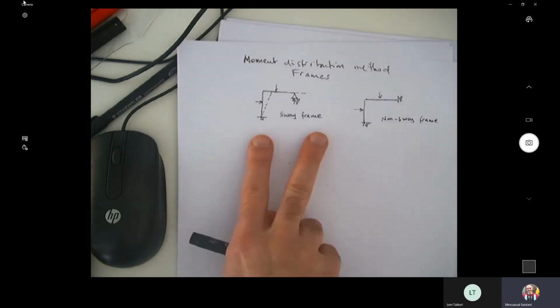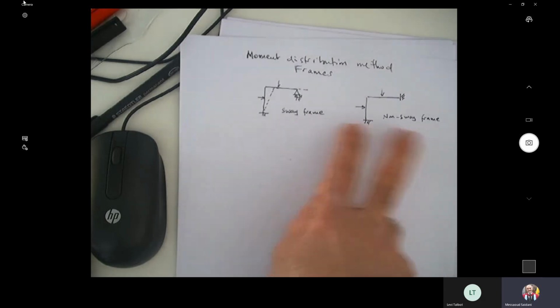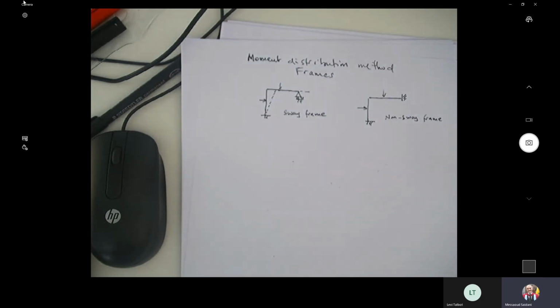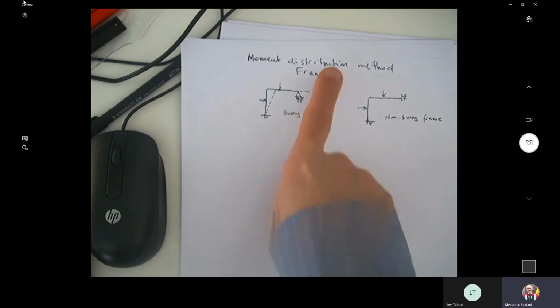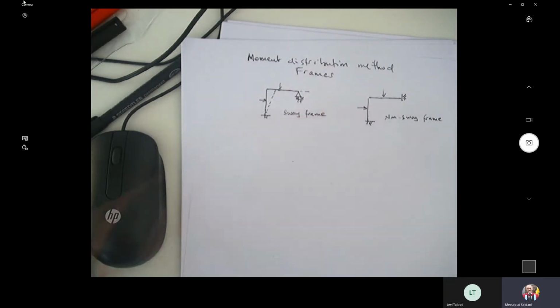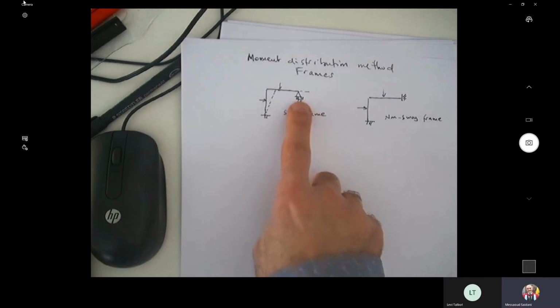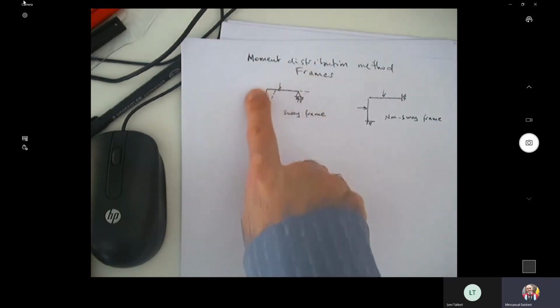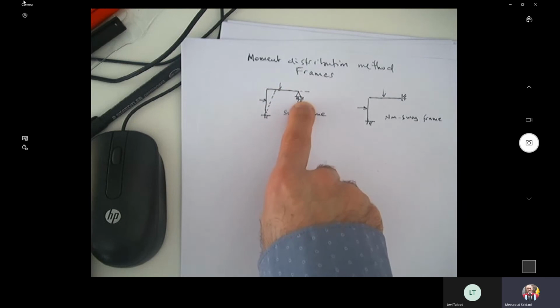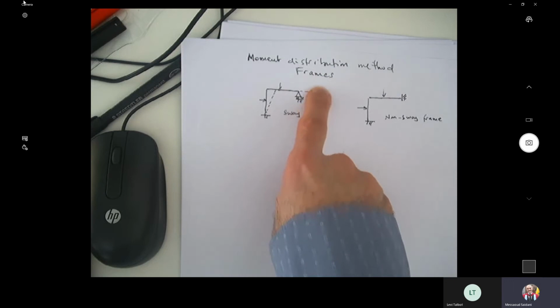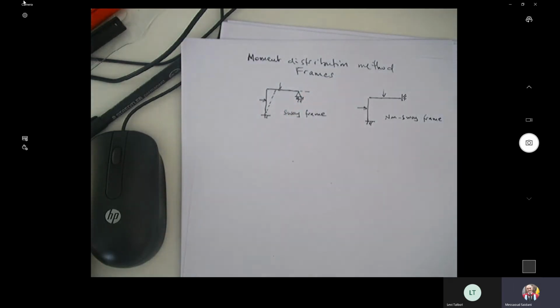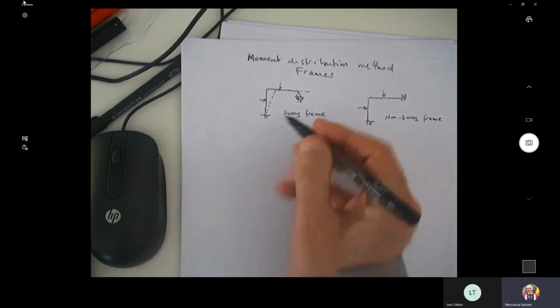The analysis using moment distribution of non-sway and sway frames is actually different. It takes longer to analyze sway frames using moment distribution. You need to do it in two stages. You need to perform the analysis as if there is no sway, and then you take into account the lateral displacement into the analysis. So it takes longer, and for this reason, I'm not covering this here.